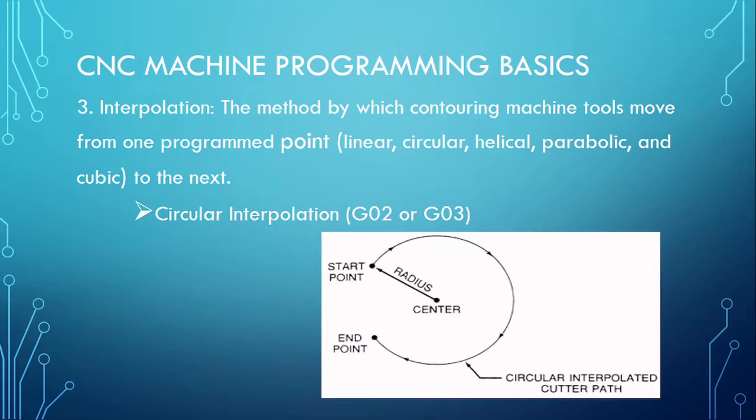Circular interpolation can be clockwise or counterclockwise. For clockwise interpolation, the part program code is G02, and for counterclockwise, the part program code is G03. So once the part program on a particular line reads G02, the machine knows that the interpolation from one coordinate to the next is clockwise interpolation, and when it reads G03, the machine knows that it's a counterclockwise interpolation.